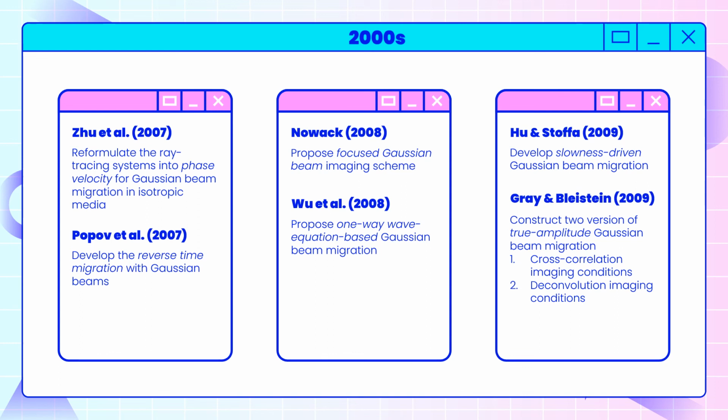Nowack in 2008 proposed a focused Gaussian beam migration scheme based on a strategy allowing the narrowest portion of the beam to occur at the depth of a specific target geological structure. Wu et al. in 2008 proposed a one-way wave equation-based Gaussian beam migration using the local cosine beam migration method. Hu and Stoffa in 2009 developed a slowness-driven Gaussian beam migration algorithm for sparse low-fold seismic reflection data by incorporating pre-stack instantaneous slowness information into the imaging condition.